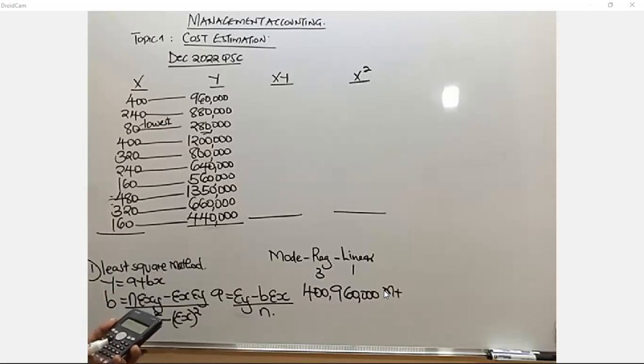320, 660,000, M plus. Your calculator displays N is equal to 9. Then we have 160, 440,000. Your calculator displays N is equal to 10.